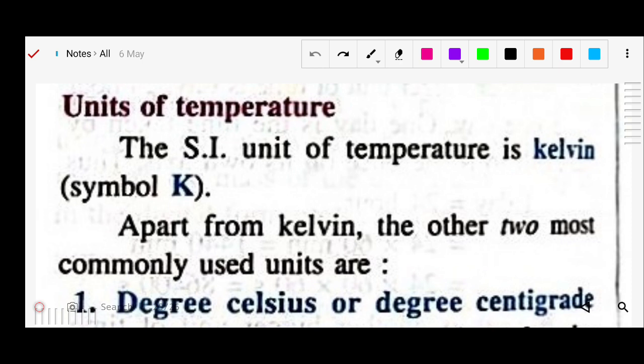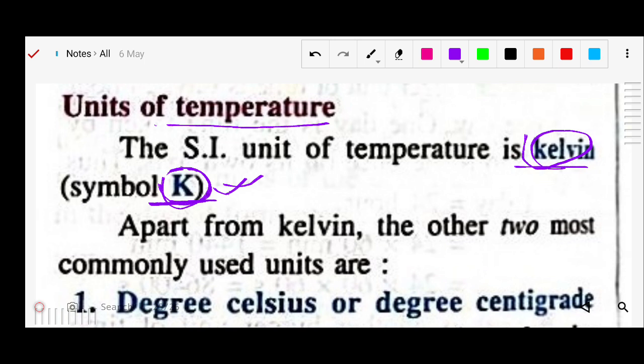First of all, the unit of temperature. The SI unit of temperature is Kelvin and it is denoted by K, capital K. And why is it capital K? Because, as we know, whenever we write any unit symbol, if it is named after a scientist, Kelvin is the name of the scientist, and this symbol is given after his name, so it must be in a capital letter. So that's why it is in capital letter.